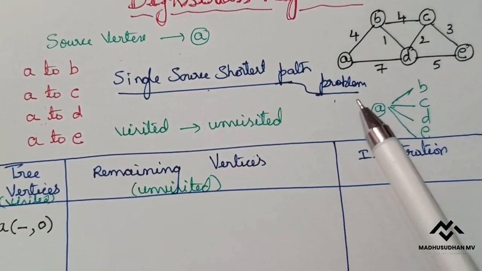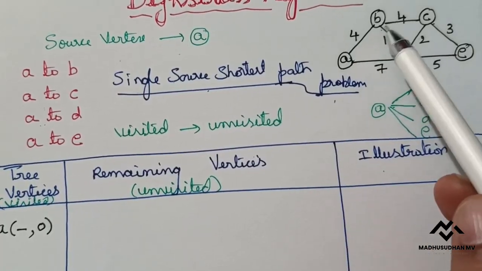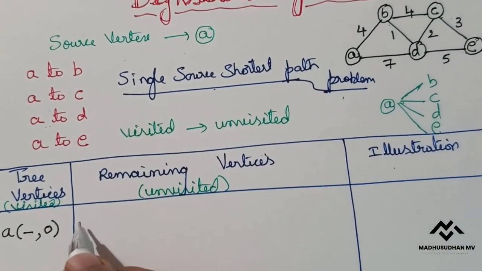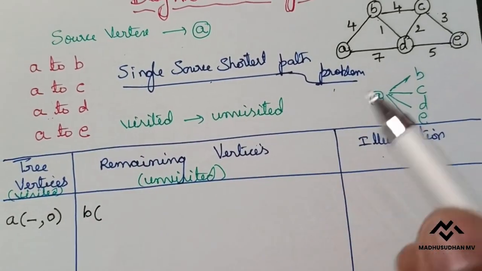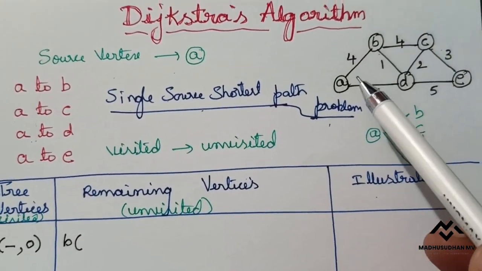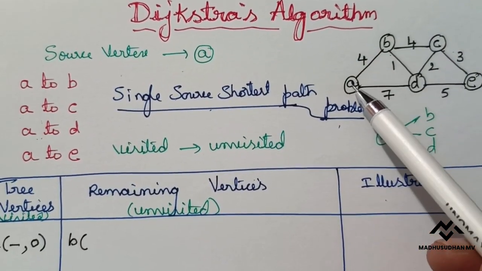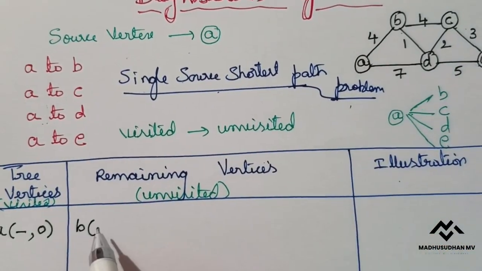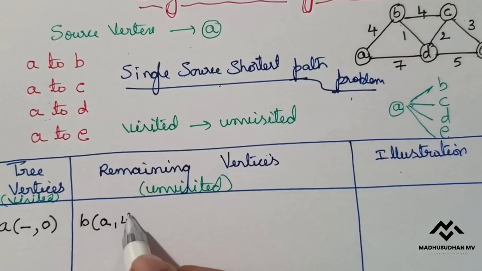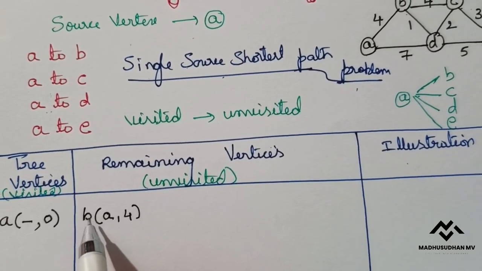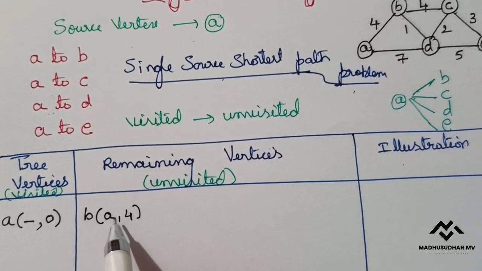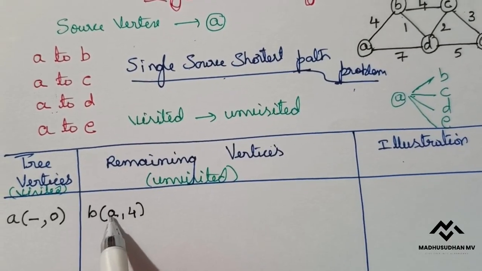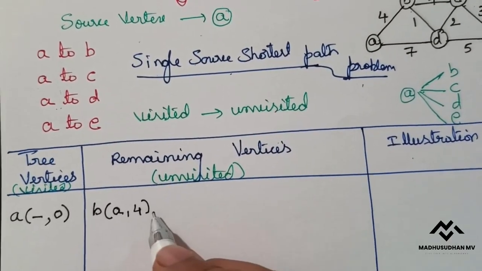Now, which are the remaining vertices among the given A, B, C, D, E? B, C, D, E. So, I am writing B. Is B directly connected to A? Yes. B is directly connected to A and it is at a distance of 4 from A. So, what will I write? A comma 4. That means from A, B is at a distance of 4. That is the distance and from which vertex, same as in Prim's algorithm.